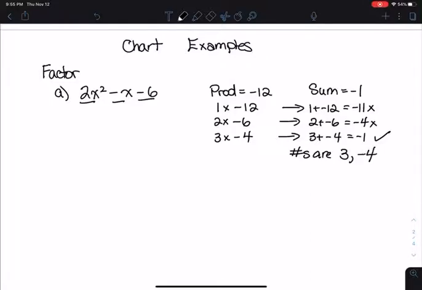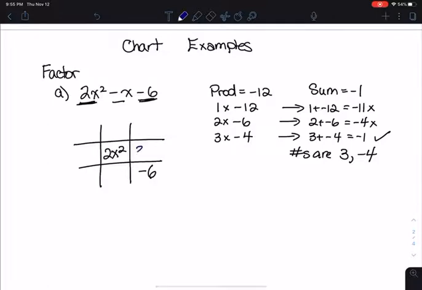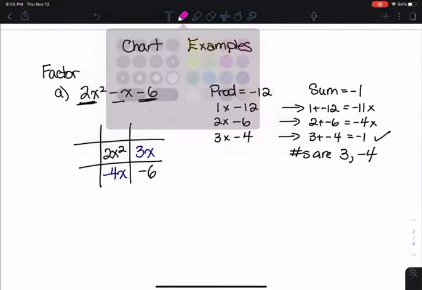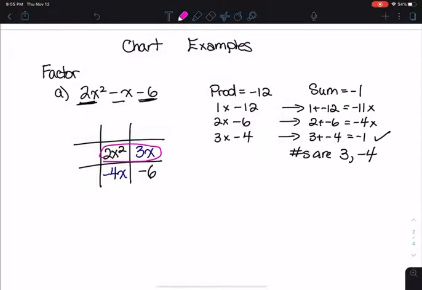So for the chart method, I'll set up my chart. My front term goes in the middle, 2x squared. My back term goes in the bottom corner, negative 6. And my numbers go on the diagonal with x's, so 3x and negative 4x. Then I'm going to common factor the rows. So the first row, the common factor of 2x squared and 3x is x. Of negative 4x and negative 6 is negative 2.